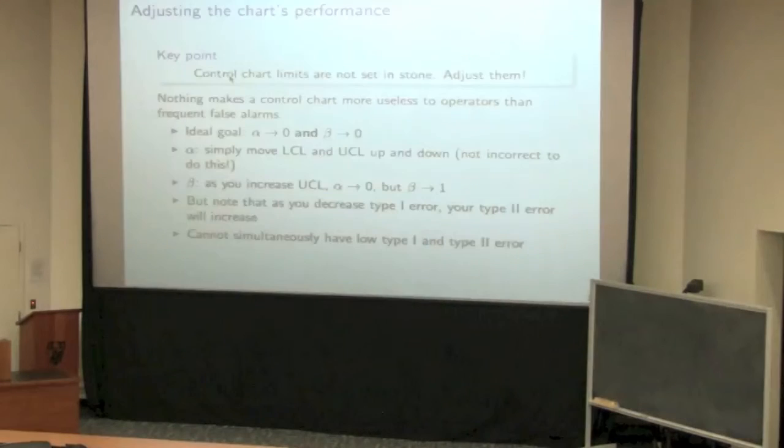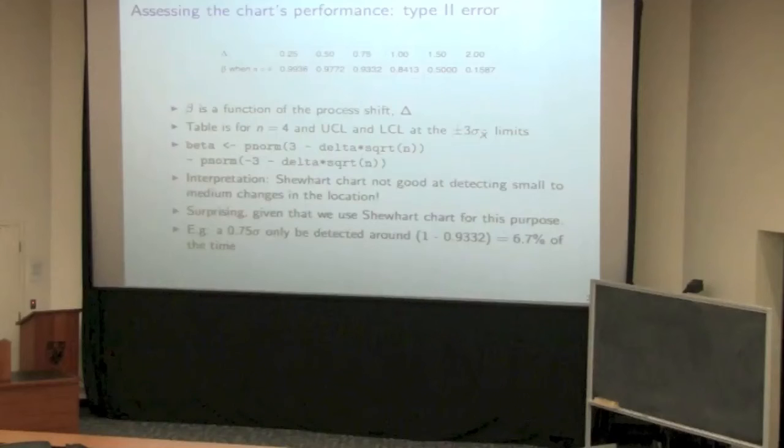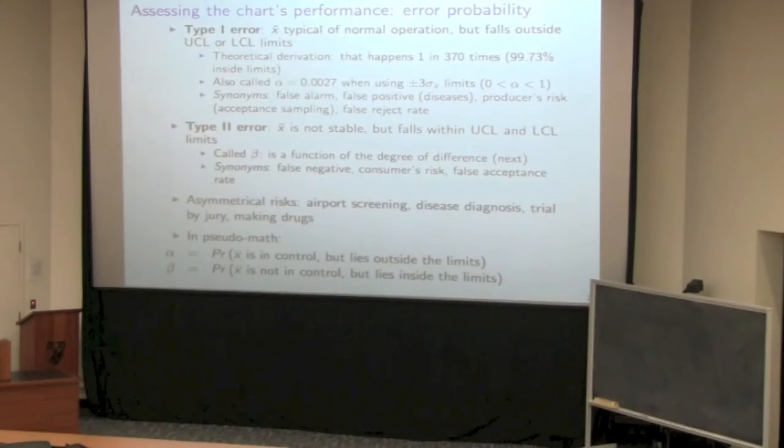to test out what your type 1 error and your type 2 error are. My suggestion is that these monitoring charts are only successful if you have a good balance between type 1 error and type 2 error. So alpha is your measure of type 1 error, beta is your measure of type 2 error. And ideally you would like both of those errors to have almost zero probability.